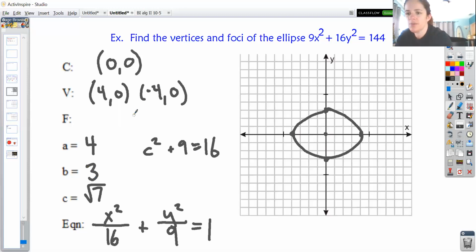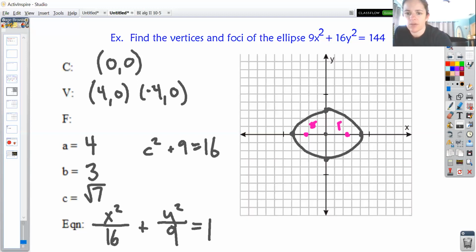And then the foci would be at square root 7 away from the center on the same axis that the vertices are. Root 7, I don't expect you to take a calculator and know what that is, but I know that root 4 is 2 and that root 9 is 3. So root 7 is in between 2 and 3, and you would be expected to place those correctly in between 2 and 3 units away from the center, that we would go ahead and have those as our focus points.